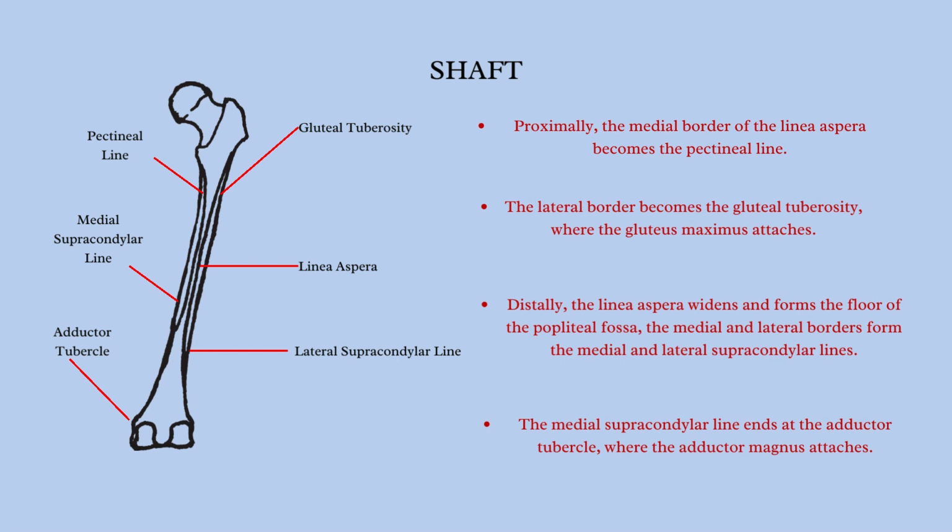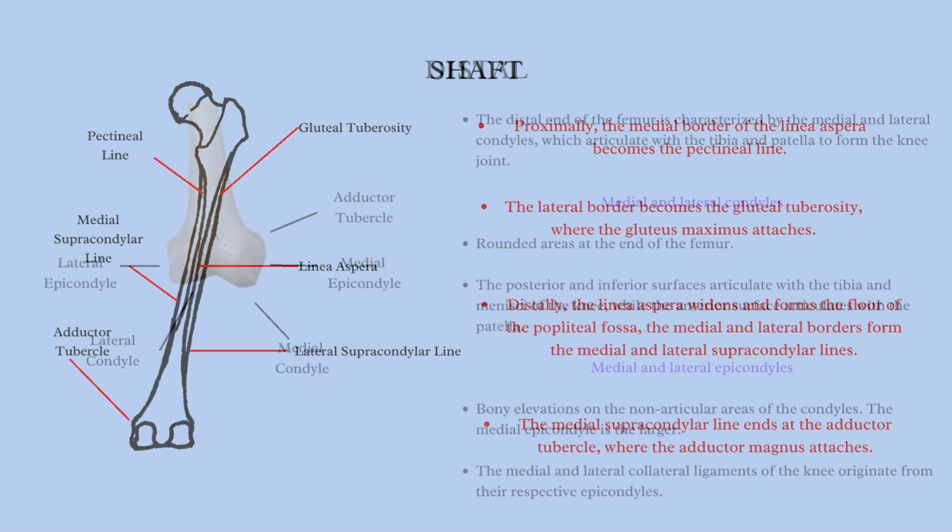Proximally, the medial border of the linea aspera becomes the pectineal line. The lateral border becomes the gluteal tuberosity, where the gluteus maximus attaches. Distally, the linea aspera widens and forms the floor of the popliteal fossa. The medial and lateral borders form the medial and lateral supracondylar lines. The medial supracondylar line ends at the adductor tubercle, where the adductor magnus attaches.